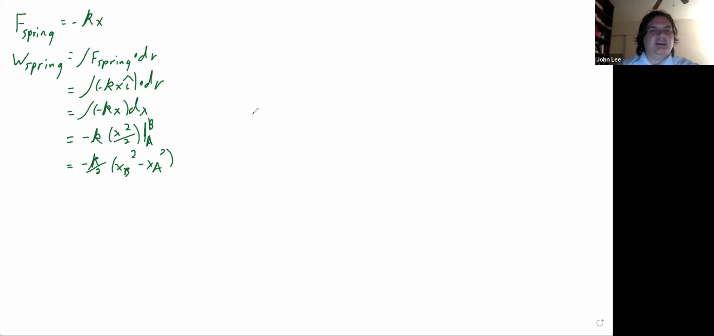But another trick that you can use is you can point out that because it's F dot dr, it's F dx. As you look at the force, the force of a spring is negative k times x.